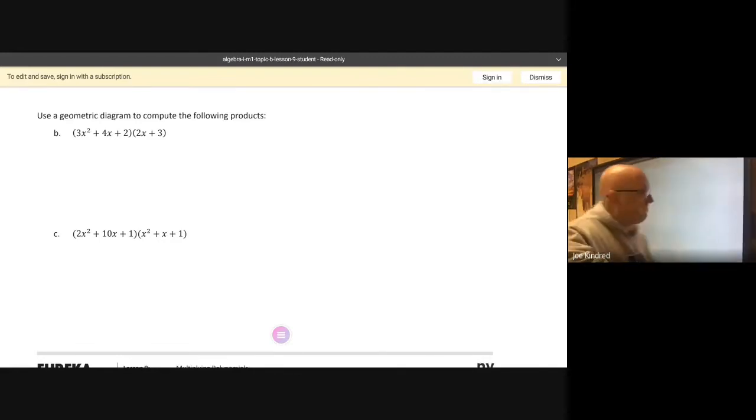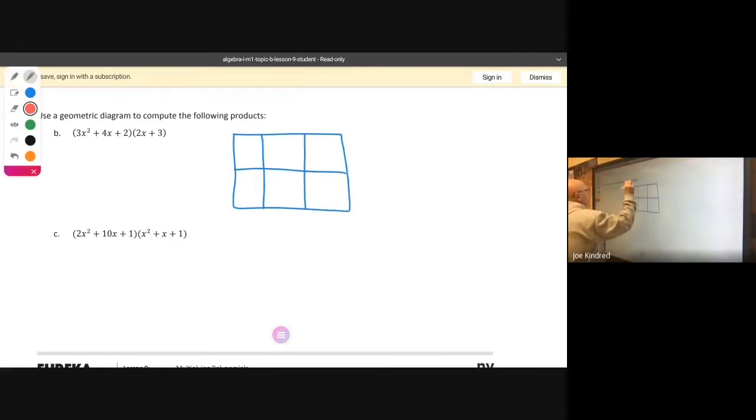So let's do that. I'm going to put the 3x squared up here, the positive 4x right here, and the 2 right here. And then down here, I'm going to put the 2x and the 3. And I'm going to multiply 2x times 2 and fill in the box here. This will be 4x. And then 2x times 4x, that'll be 8x squared. And 2x times 3x squared is going to be 6x to the third power.